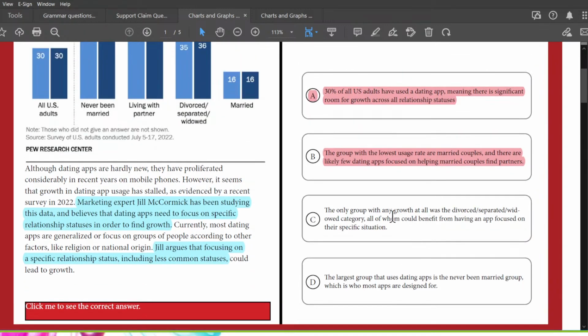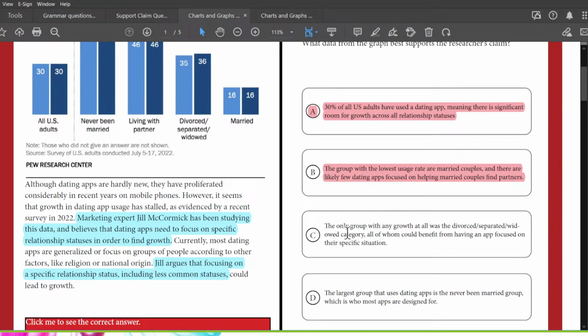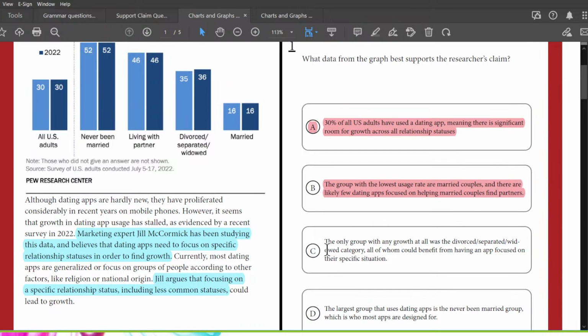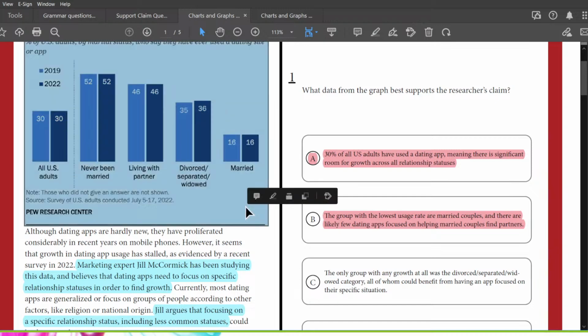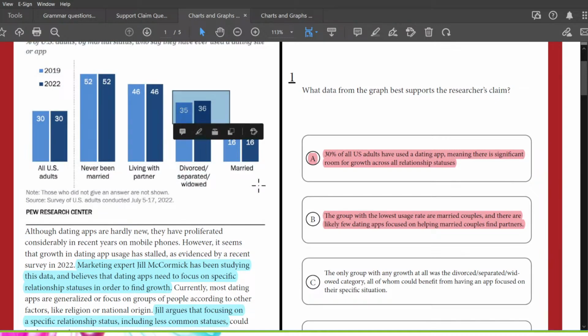The only group with any growth at all was the divorced, separated, widowed category, all of whom could benefit from having an app focused on their specific research. I kind of like this one. Is that true that they had growth? It is true, actually. Look at that. They got 36. They're the only one.